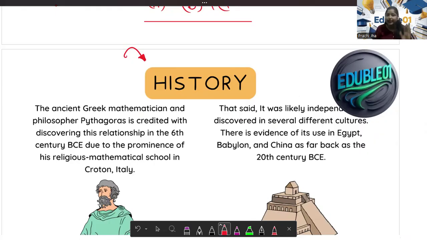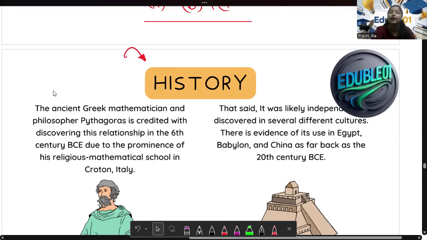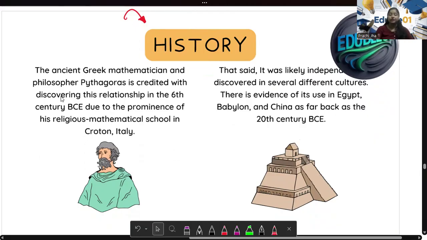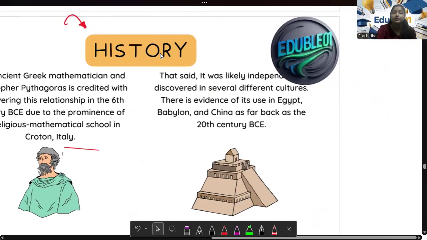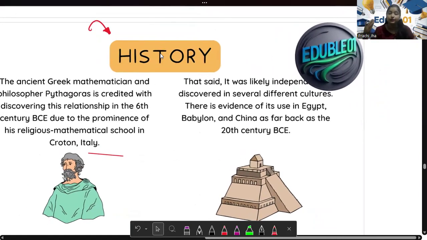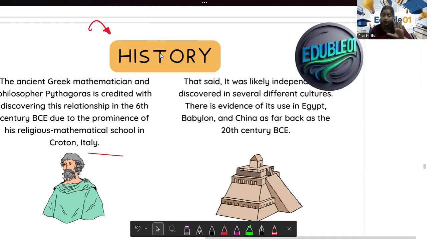The theorem is named after the ancient Greek mathematician and philosopher Pythagoras. He is credited with discovering the relationship in the 6th century due to the prominence of his religious mathematical school in Proto, Italy. That said, it was likely independently discovered in several different cultures. There is evidence of its use in Egypt.